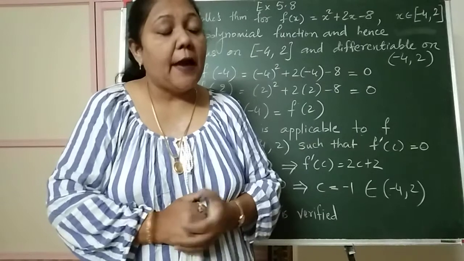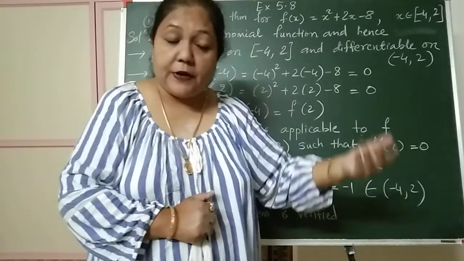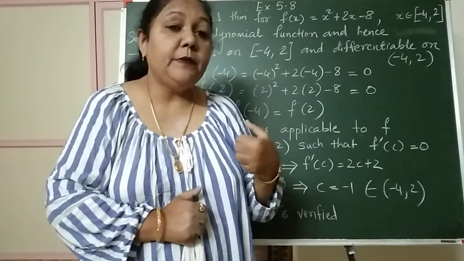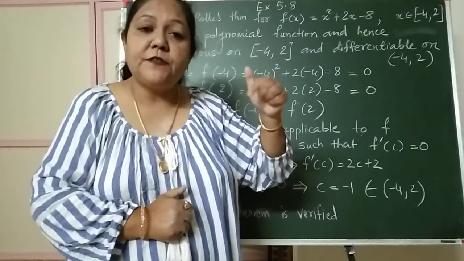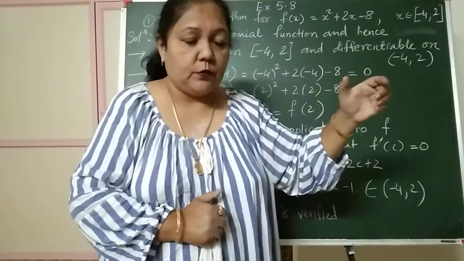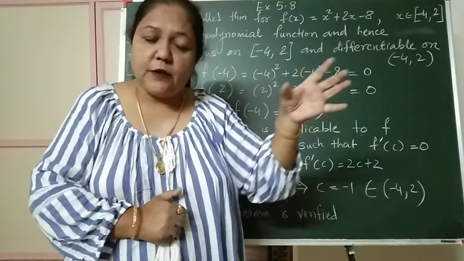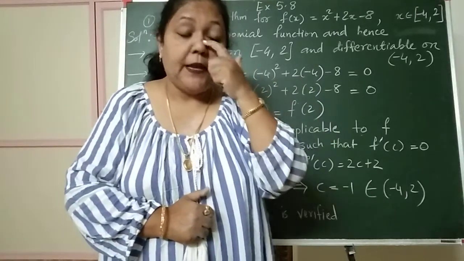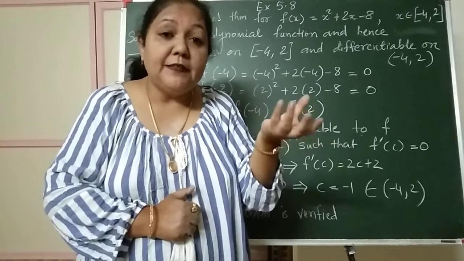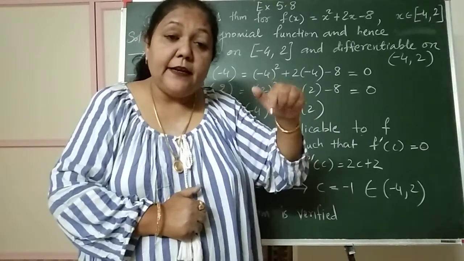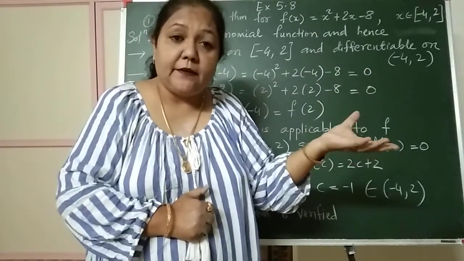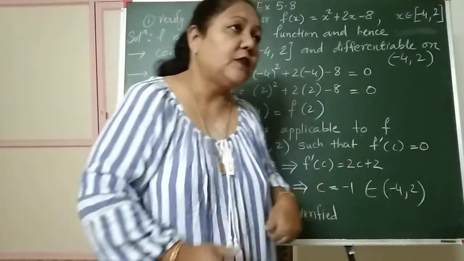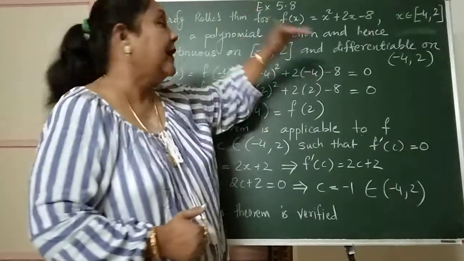Once you can apply Rolle's theorem to the function, you will find out c. Now c should be such that f dash of c should be equal to 0. So you will find f dash of c equal to 0, solve that, and calculate the value of c. If you get the number c present in that open interval, then yes, Rolle's theorem is verified. Let us now see the same thing with an example.